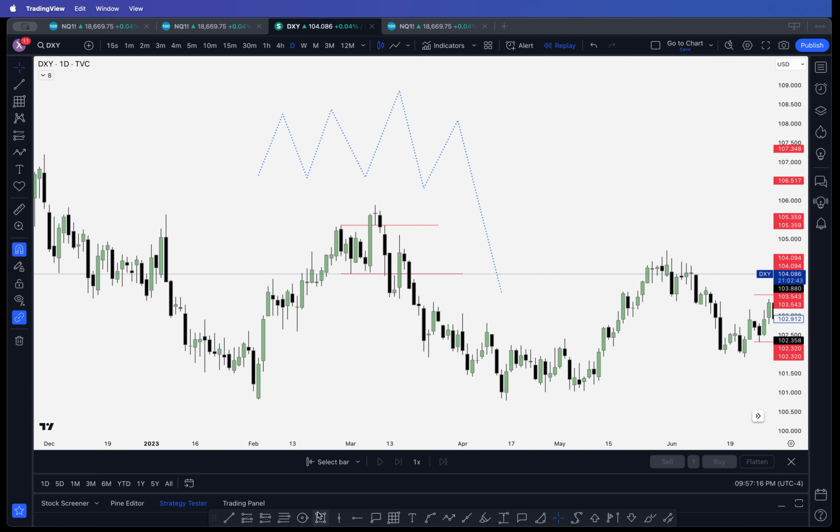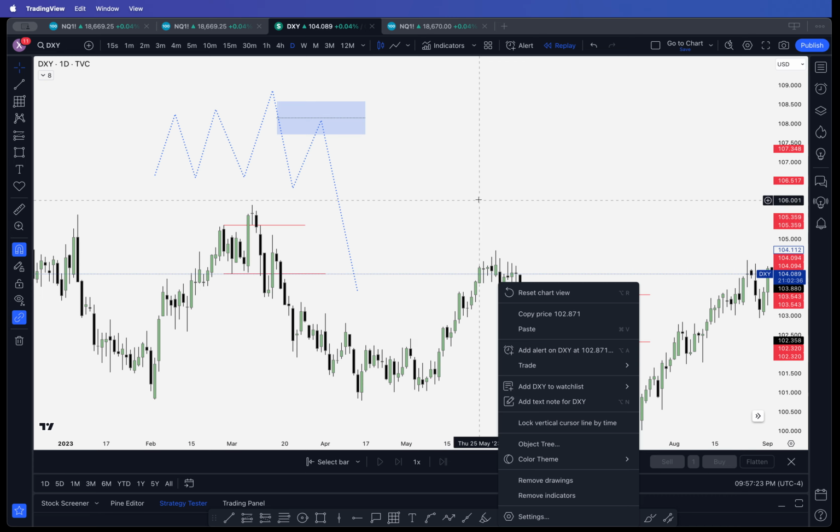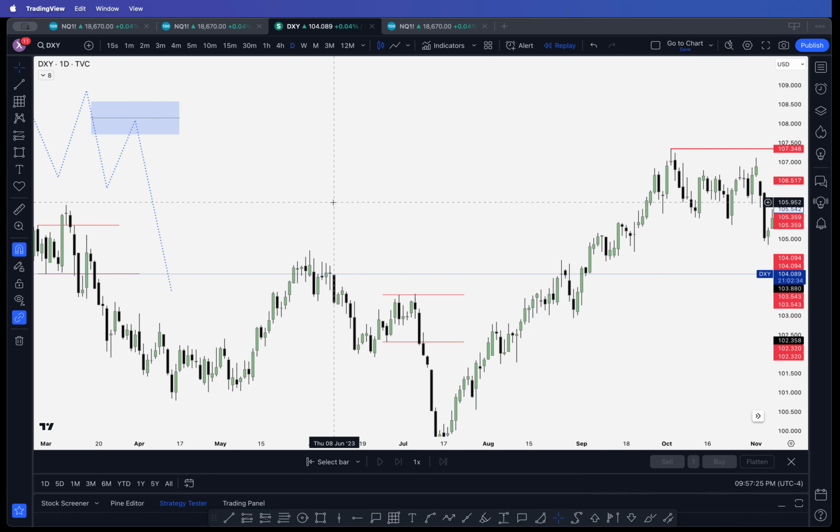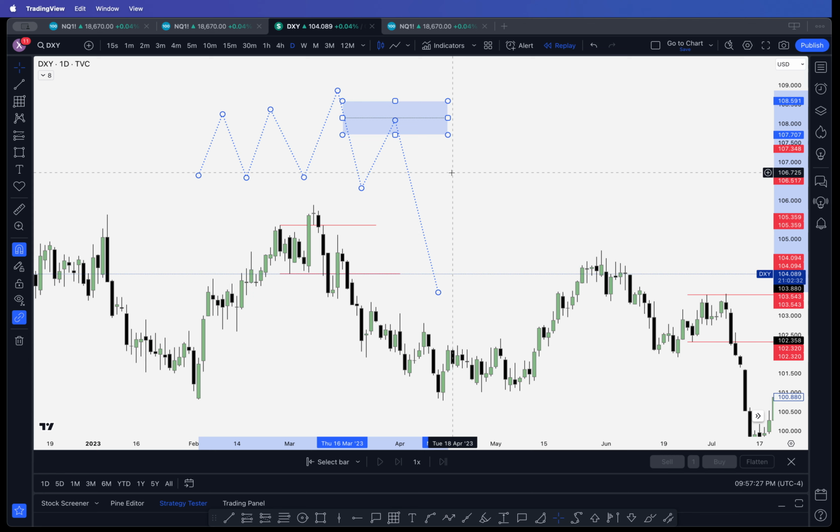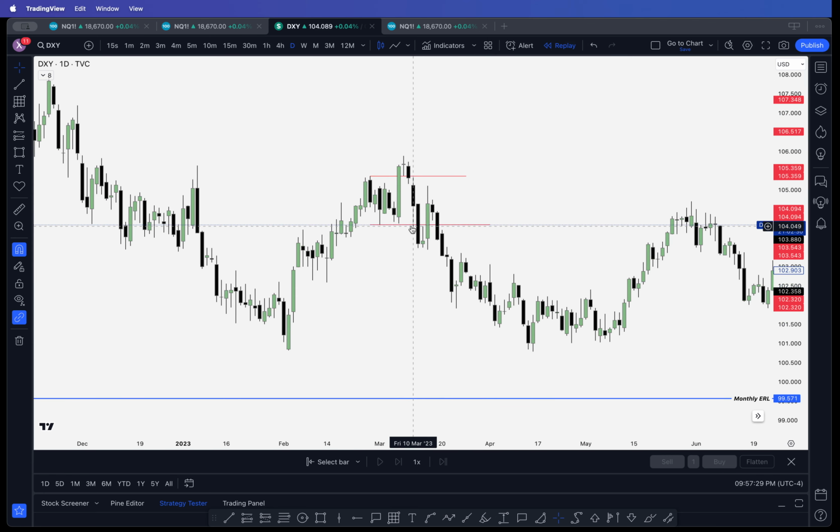Now, why would ICT teach a model that could be easily inverted and fail half the times, like this one? It is because the 2022 model is a continuation, right? The order flow here is bearish. Price leaves this weekly accumulation doing what? Running the buy stops, closing inside the range, displacing through the sell stops.